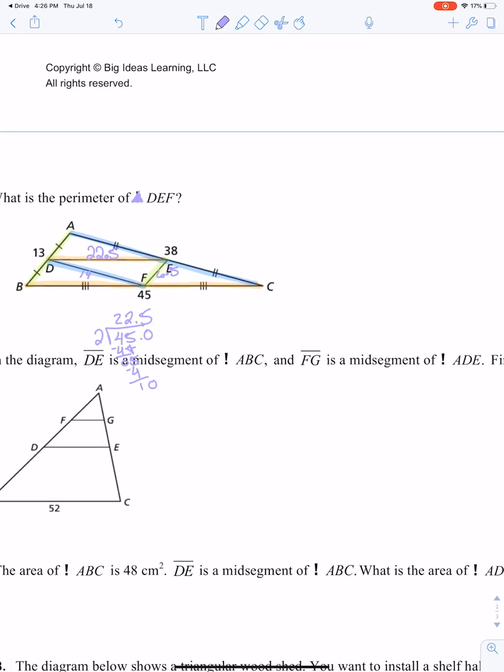Now, to find the perimeter of DEF, we need to add all of those up. So 22.5 plus 6.5 plus 19, that's going to give us a perimeter of 29 plus 19. So a perimeter of 8, carry the 1, about 48 units.